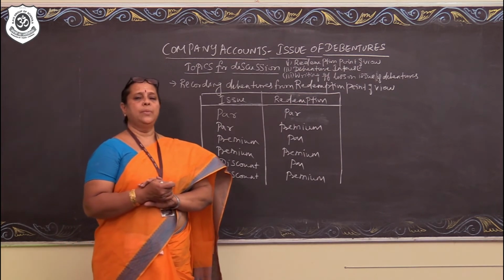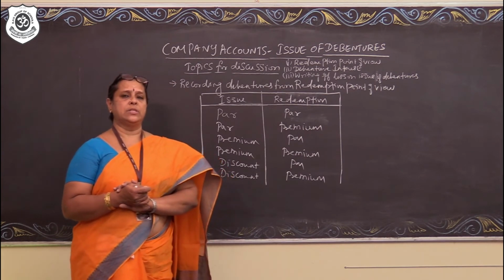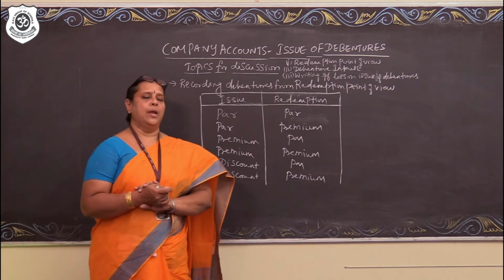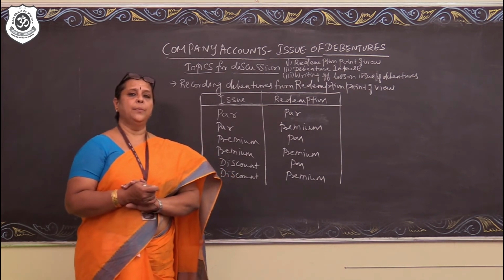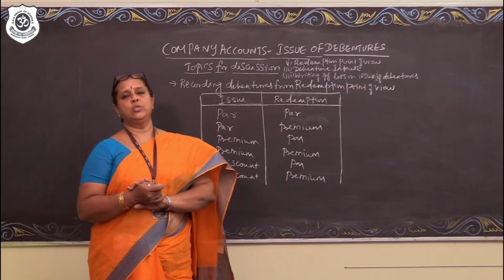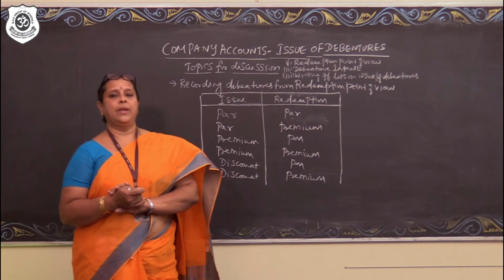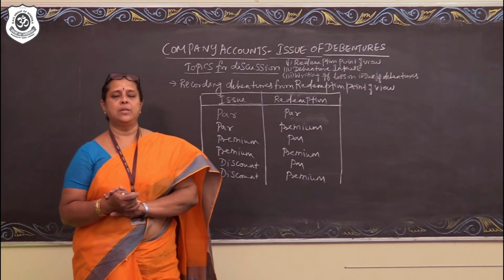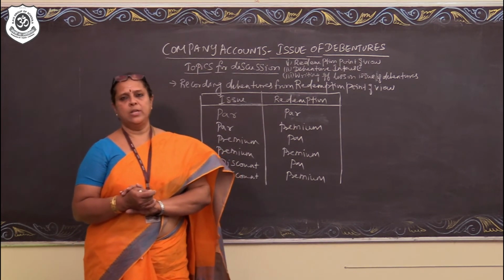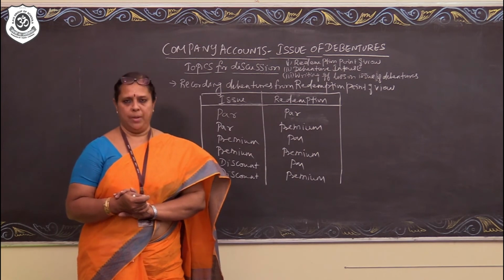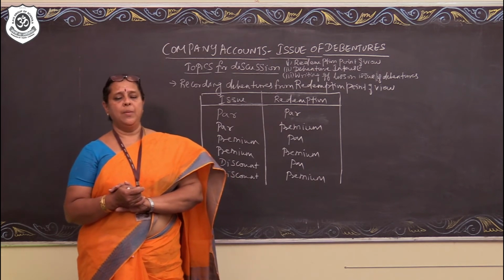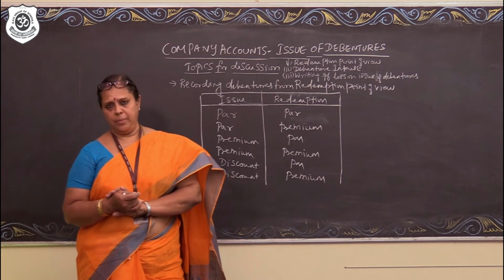Why? Because sometimes the company may repay the amount which it has received, like issued at par, redeemable at par. But sometimes the company may have to pay more if it has agreed to do so. The company might issue the debentures at par, but redeem them at a premium. That means a price higher than the issue price will be repaid. That is what is called redeemable at premium. The company might issue debentures at premium but redeem them at par or at premium.